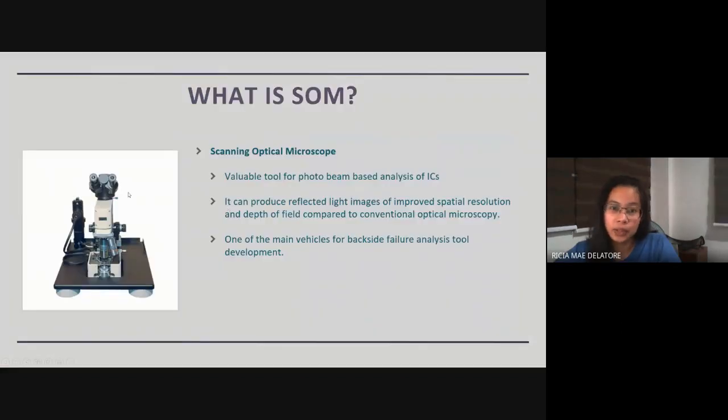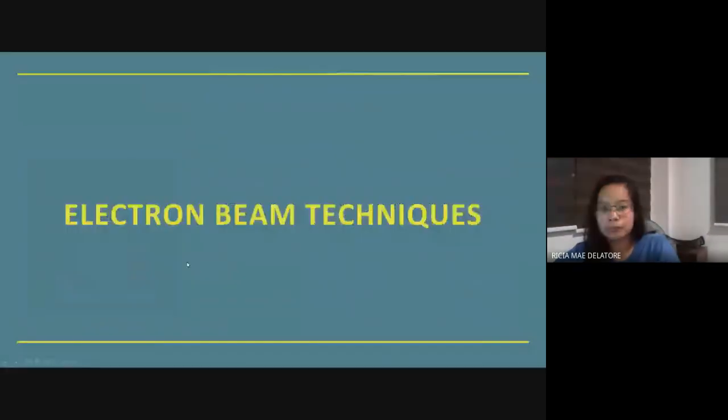Another one is the SOM or the scanning optical microscope. It is a valuable tool for photo beam-based analysis of ICs. It can produce reflected light images of improved spatial resolution and depth of field compared to conventional optical microscopy. SOM is one of the main vehicles for backside failure analysis tool development.